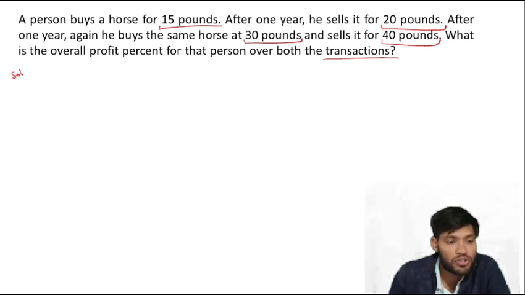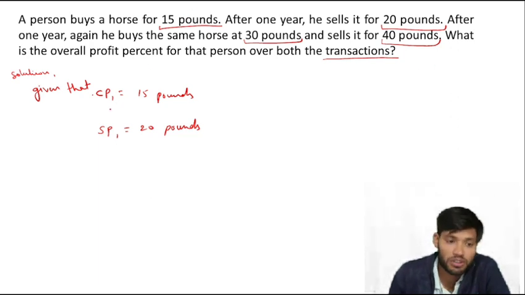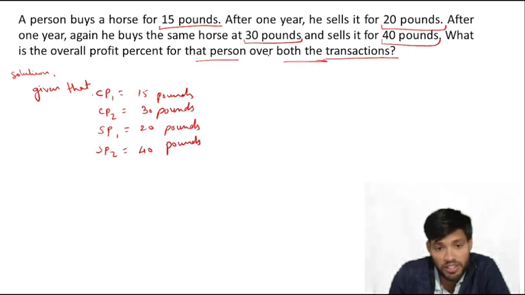First of all, the solution. Given that a person buys a horse for 15 pounds, that means CP first is equal to 15 pounds, and he sells it for 20 pounds, so selling price first is equal to 20 pounds. After 1 year, again he buys the same horse, so CP2 is 30 pounds, and sells it for 40 pounds, so SP2 is 40 pounds.